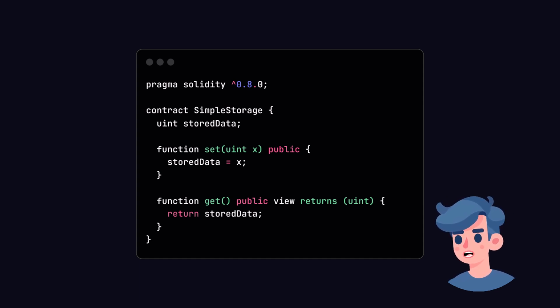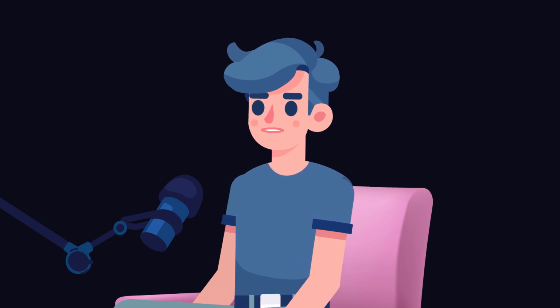Now, let's add some code to the SimpleStorage.sol contract. This contract will allow us to store and retrieve a value. Open the file and add the following code. In this code, we have declared a contract called SimpleStorage with one state variable, storedData. We have two functions, set to store a value and get to retrieve that value.